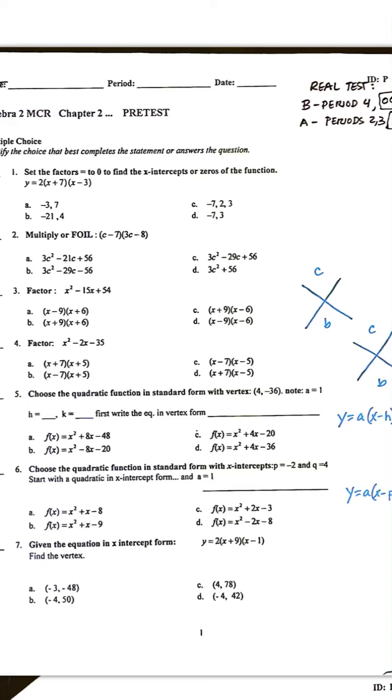Set the factors to 0, meaning equal to 0. The answers are just the negations of those numbers.